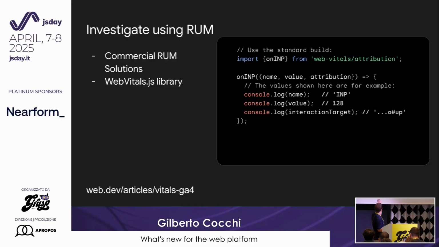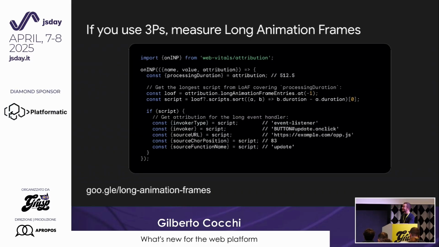And if you call the onINP method, you will be able to get an understanding of what the event was about, how long it took, how long the JavaScript main thread was busy, and where the user was clicking. Was it on a button? Was it on the menu? Was it an image? And so on. So is this information enough?